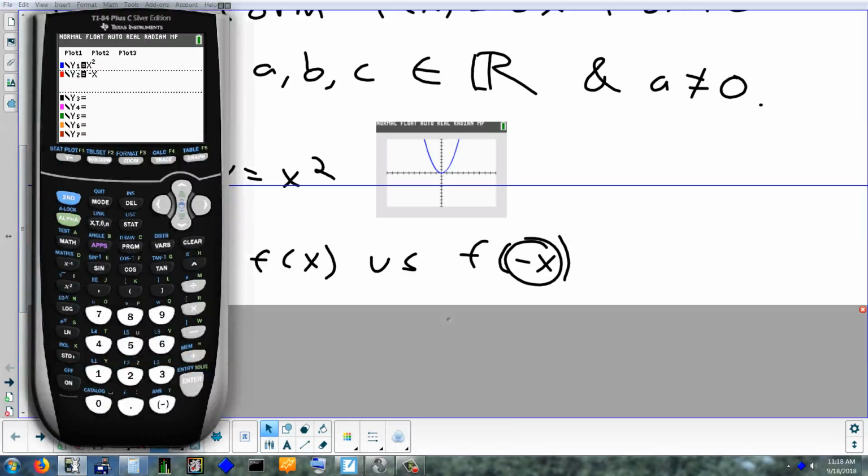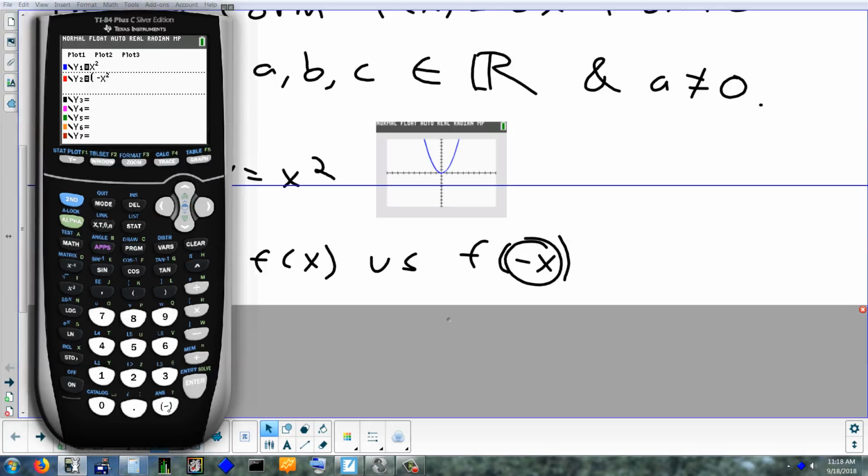Negative x squared. And depending on where you put parentheses, that kind of makes a difference. Whenever I plug something in, I always like to put in parentheses, just because it usually helps kind of clear it up a little bit. So let's do negative x squared. Now let's just try it like that. Let me show you what happens. If you do it like that, it ends up upside down. So basically what that negative did is it flipped it.